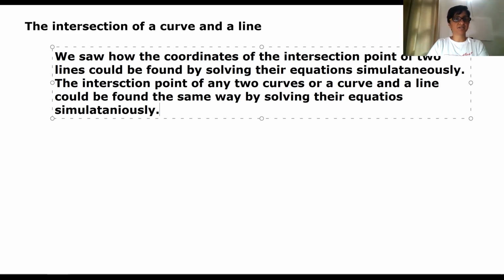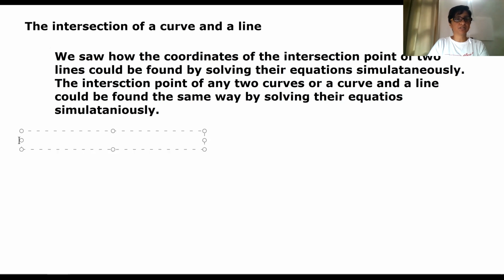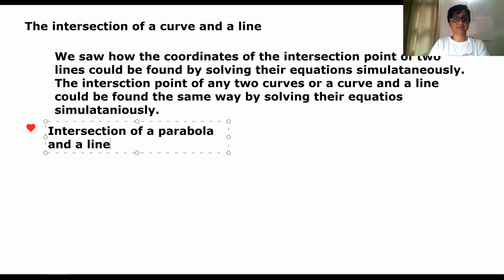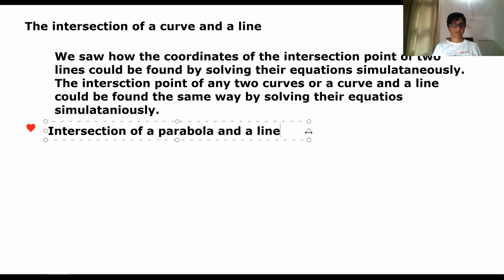So put a subtopic: parabola and a line. Subtopic, let's put a little heart. That's like my subtopic bullet. Intersection of a parabola and a line. And if you remember, a parabola and a line could be in 3 cases.